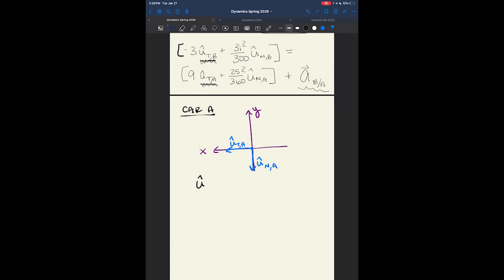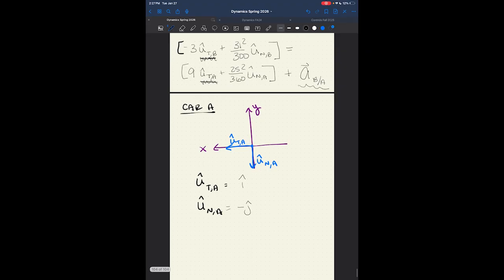And now I'm going to write u hat t of A in terms of i hats and j hats. But just because of the position that A happens to be in at this time, it's actually going to be quite simple. In fact, the tangential direction for A is exactly the same as the i hat direction. It points directly to the left, which is exactly where the x direction goes. The normal direction for A is not pointing up, which is the direction of j hat, but it's pointing down, so it's perfectly opposite of j hat. So we say that it's minus j hat.